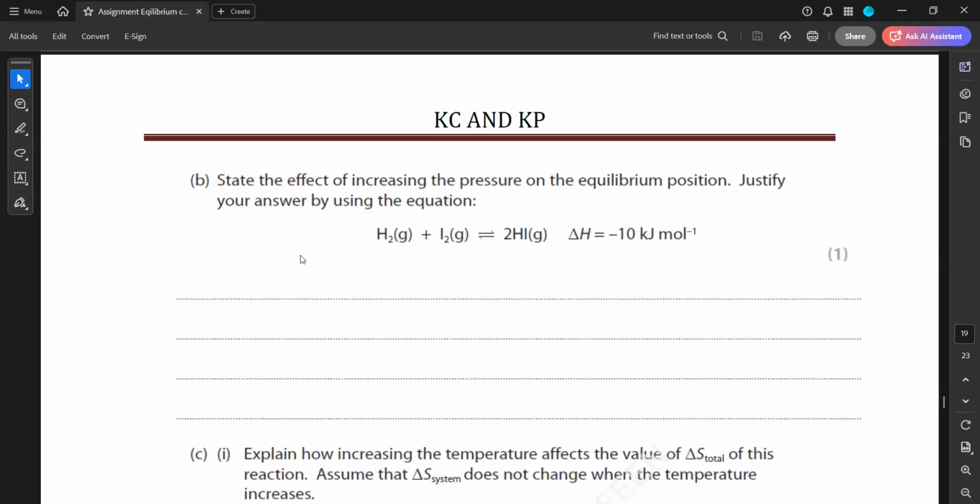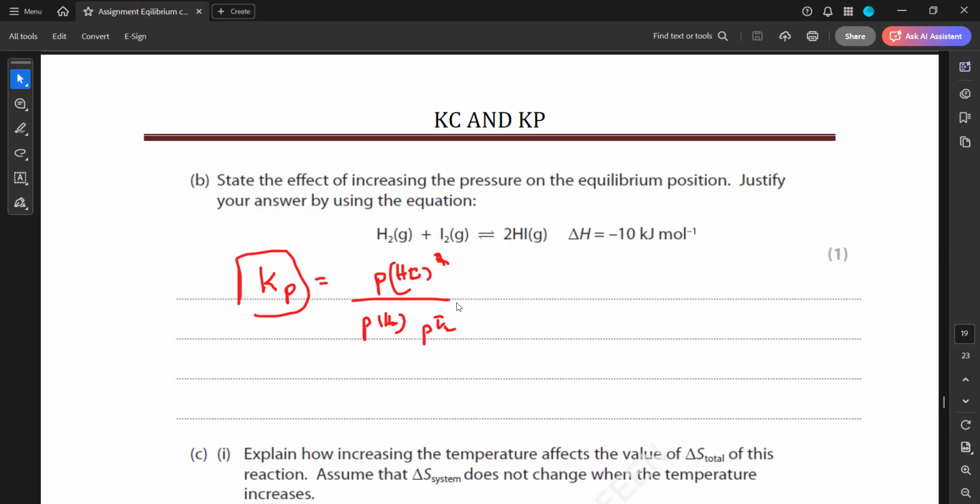So in this one, we have to justify by using the equation. When we write the value for Kp, the Kp will be product divided by reactant. So the pressure of hydrogen iodide squared divided by the pressure of hydrogen times the pressure of iodine. We are not changing the temperature, so the Kp won't change.